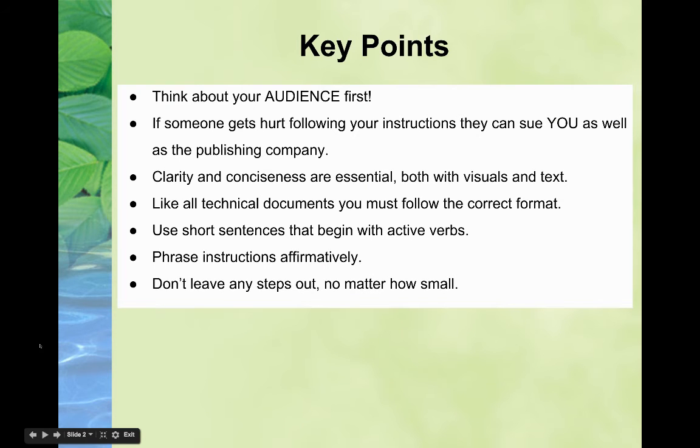The key points about writing instructions that you need to know. As always, think about your audience first. The next thing is to remember that if someone gets hurt following your instructions, they can sue you as well as the publishing company. Now, you may think in your own job, there's no chance that you're going to be writing instructions, but you'd be surprised how many times somebody comes and says, oh, can you just write something up for us so that somebody knows how to do this project or that?